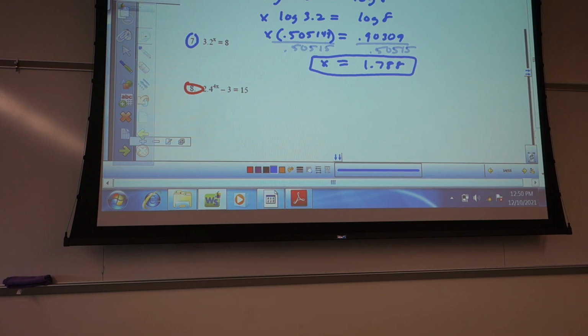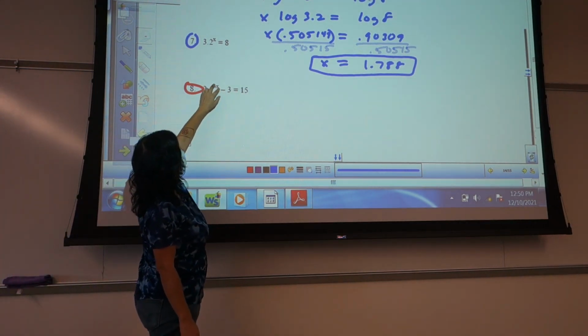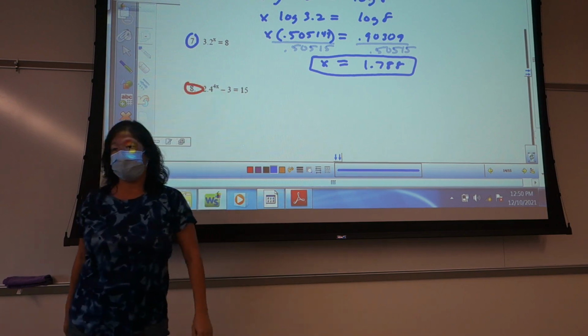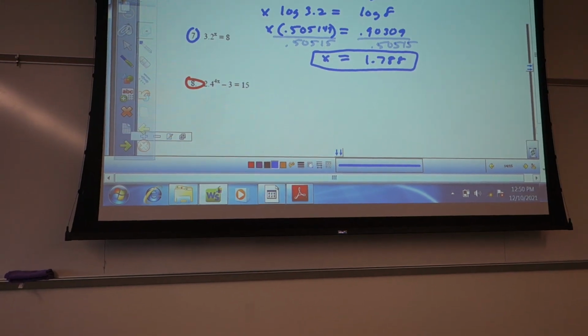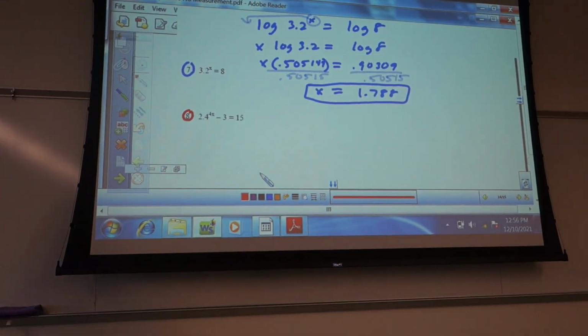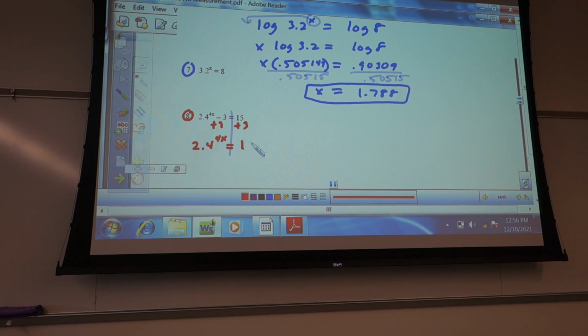And then number 8, first you got to get rid of this, right? And then this, the 4x will come in front, so don't forget that. Let's take a look at this one. So first thing you're going to do is add 3 to both sides, right? And you're going to end up getting 2.4 to the 4x equals 18.